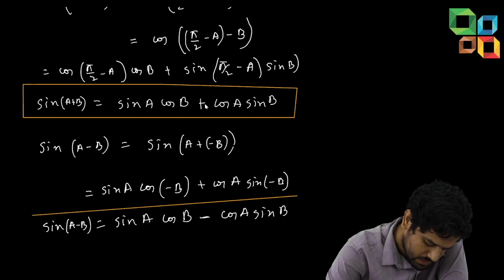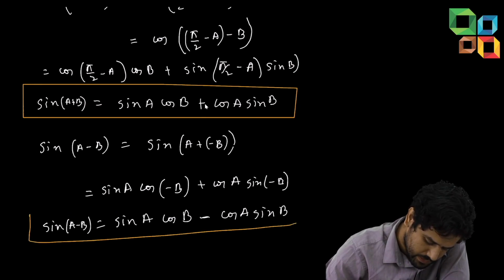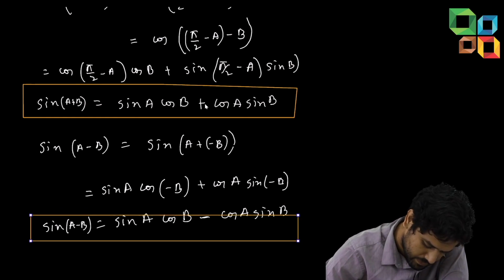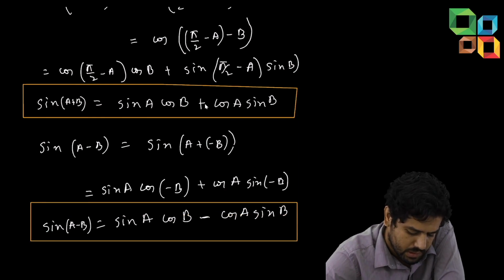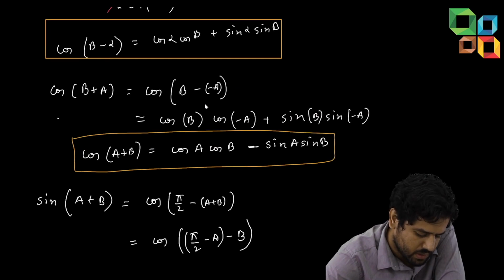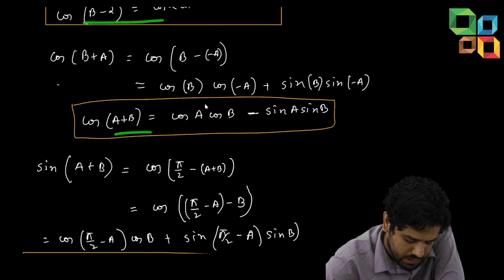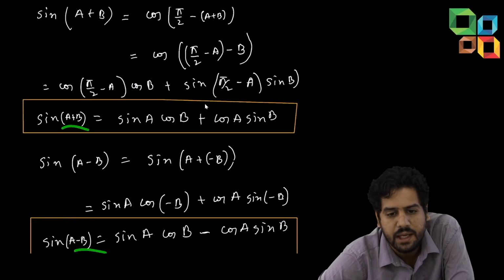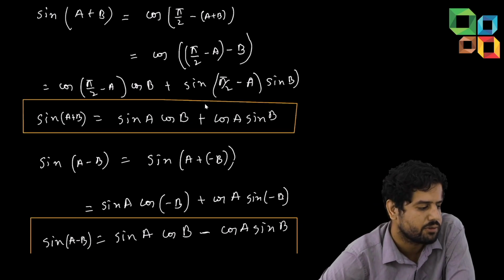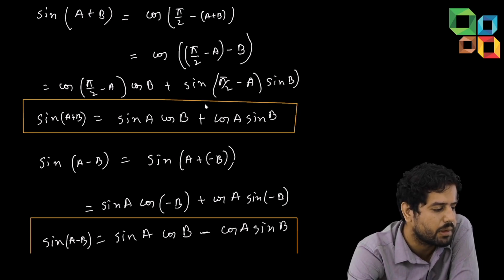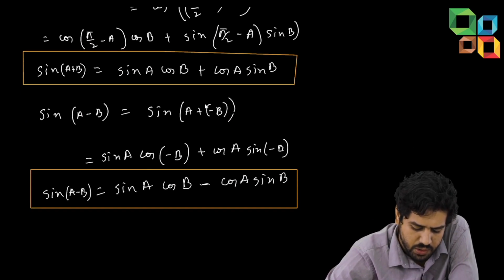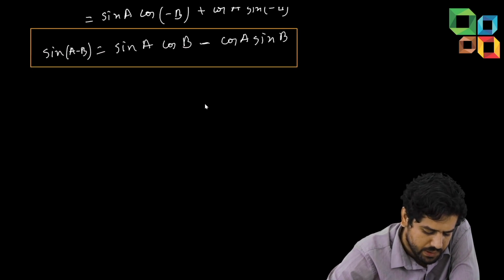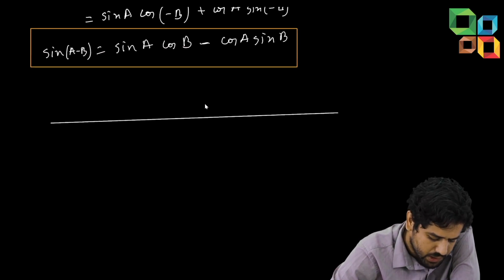Okay, so we started with cos of B minus A, cos of A plus B, sine of A plus B, and sine of A minus B. So we have four different formulas which you need to remember. You definitely need to remember these. Now what you could do is apply these to different values.